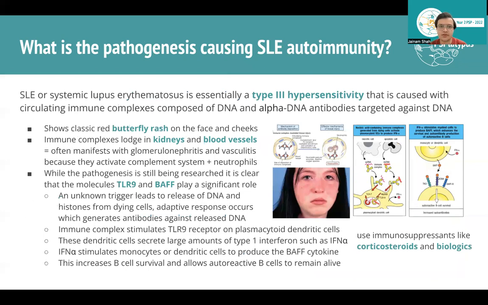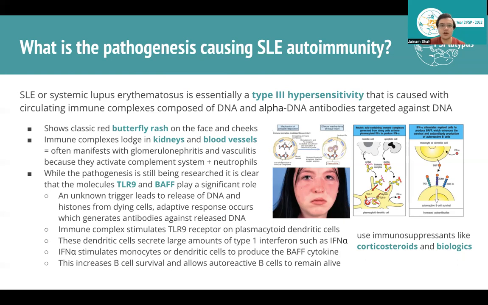SLE, systemic lupus erythematosus, is a type 3 hypersensitivity, and it's caused by circulating immune complexes that are composed of DNA and anti-DNA antibodies that target DNA. So the main thing to remember here is that you have a classic red butterfly rash on the face and the cheeks. You can see that in the image over here. It's called a malar flush.